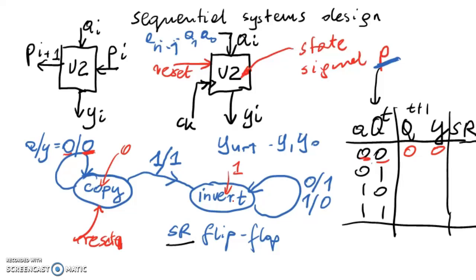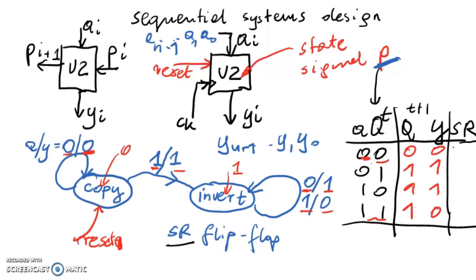In the second, you are in invert state, and you've got 0. You've got 0 here, so you read Y, and you stay in the same state. Next row, it is this one, you are again in copy, but you've got 1 on the input, you get 1 on Y, and you go to invert. And the last arrow is you are in invert here, and you've got 1 on A, you get 0 on Y, and you stay in the same state.